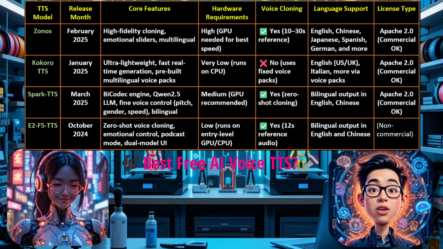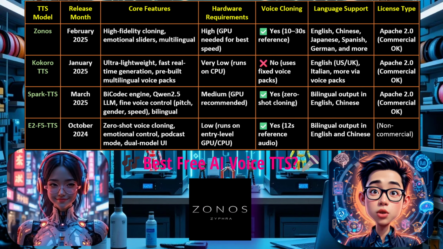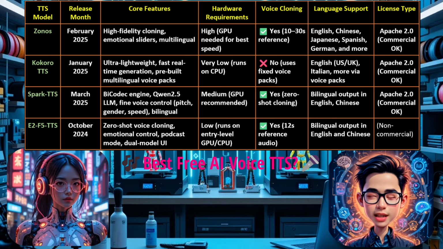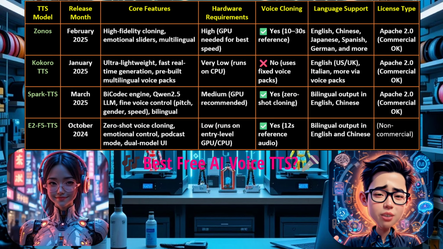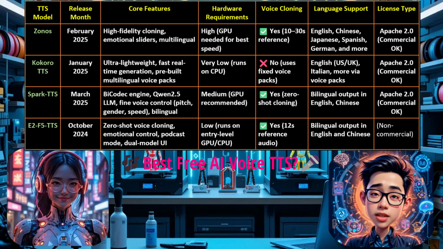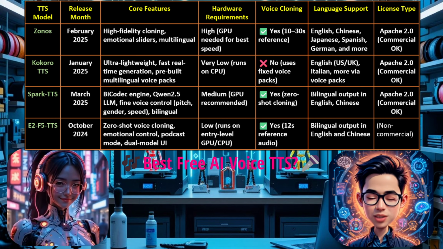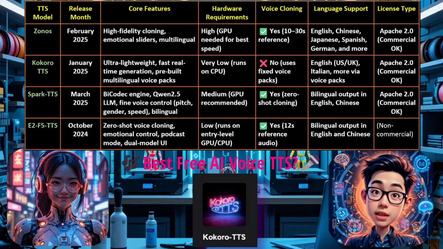If ultimate voice cloning and emotional control are your top priorities, and you have a powerful machine, Zonos TTS is your best bet, despite its short output limit. It truly excels at bringing emotion to cloned voices. If you need super fast, lightweight text to speech for long documents or real-time applications, and you're happy with a library of predefined high-quality voices, then Kokoro TTS is your champion. It's incredibly efficient and accessible.